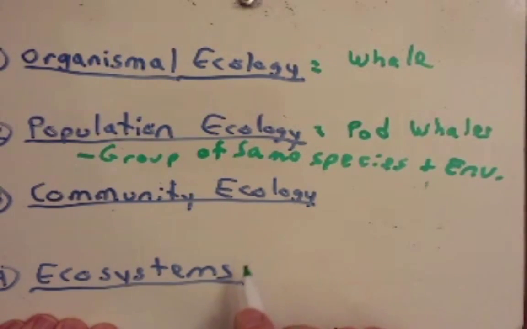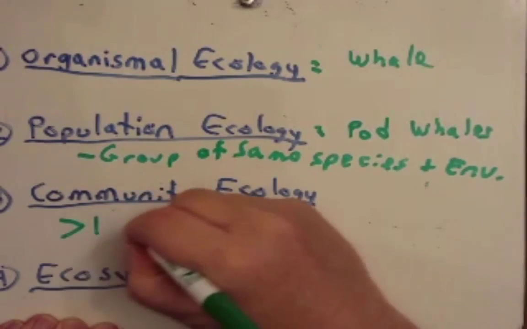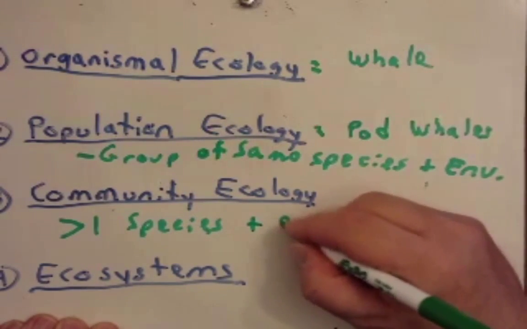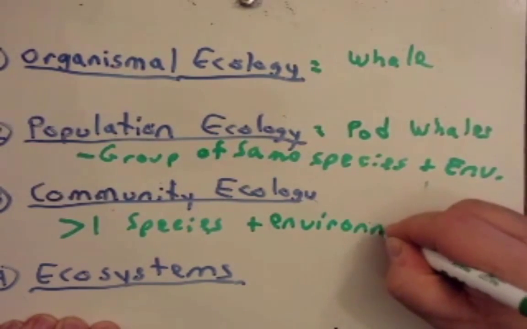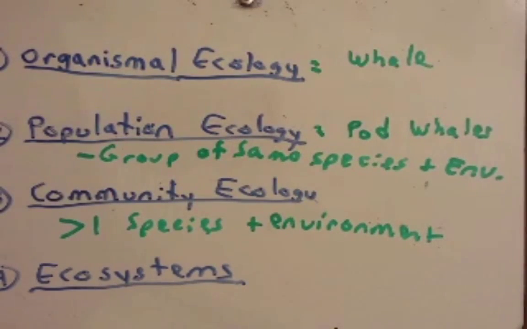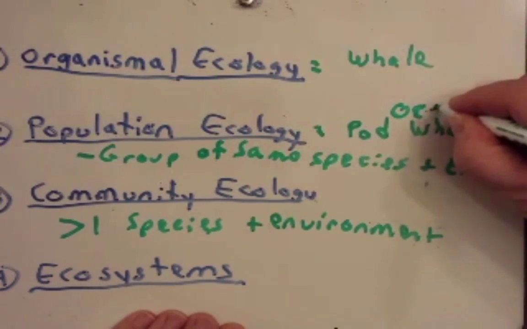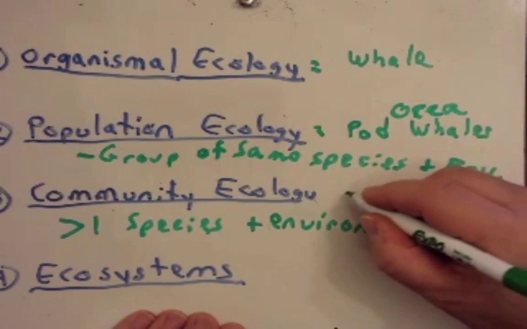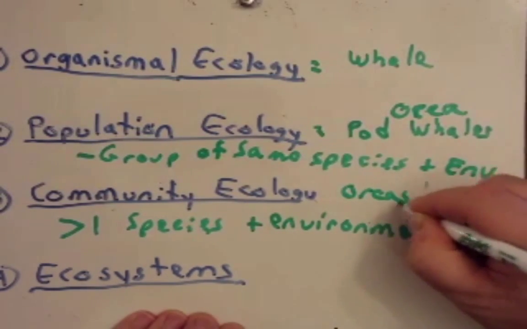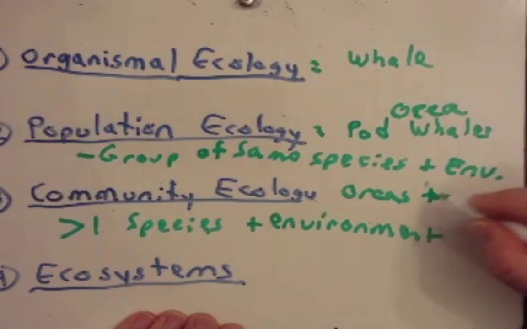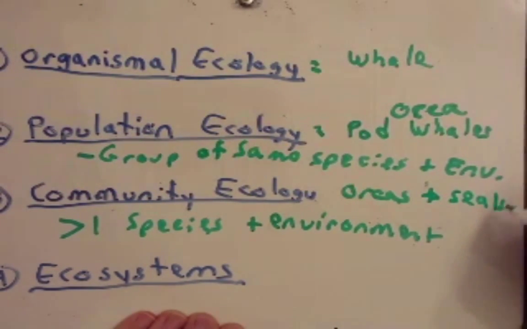Next week we'll talk about community ecology, but this would be more than one species plus the environment. So this might be that pod of whales, and let's just say we're talking about orcas, just to give us a reference here. We might say, now how do these orcas, this population of orcas, interact with other species in the ocean? Maybe seals. It would be a predator-prey relationship here. So that would be what a community ecologist might study.